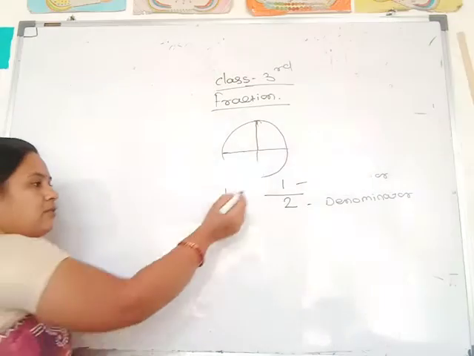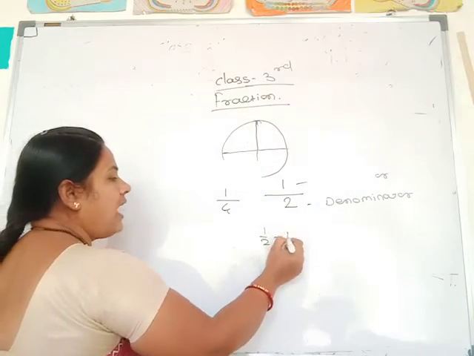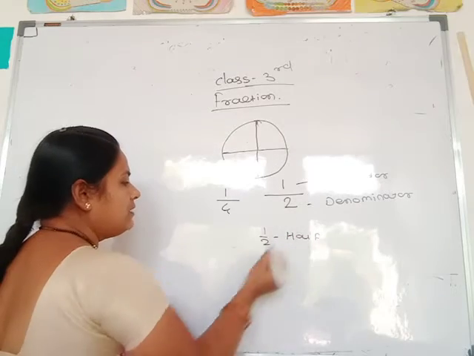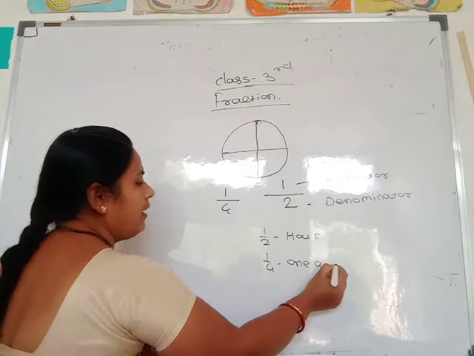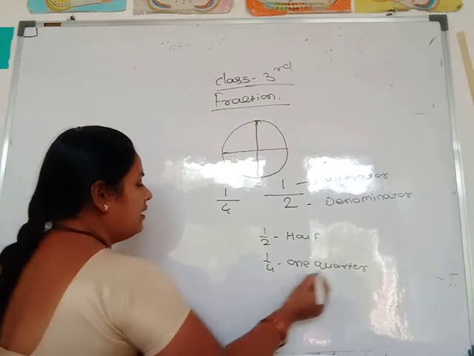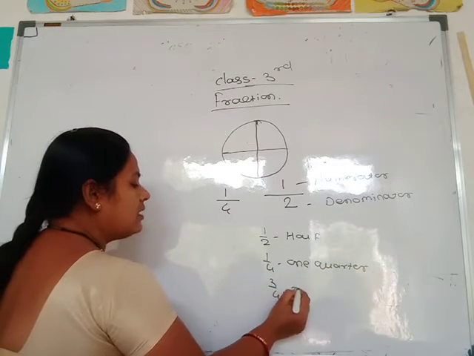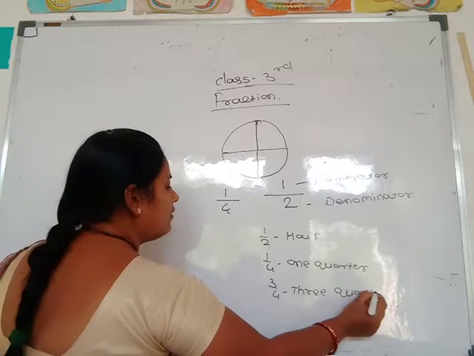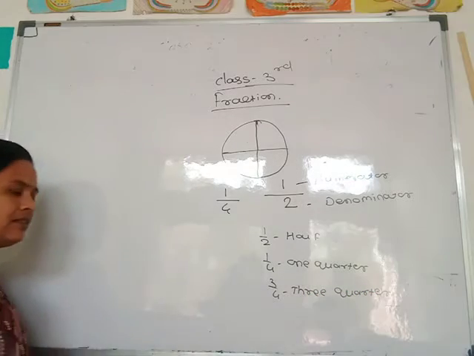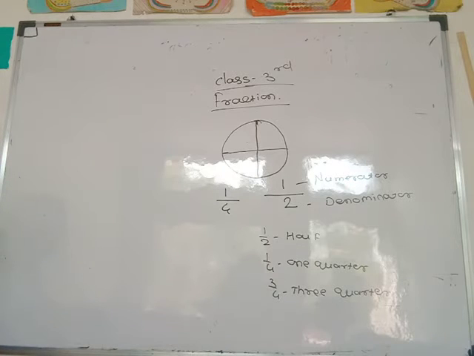And 1 by 2 means half. 1 by 4 means 1 quarter. And 3 by 4 means 3 quarters. Quarter means half again, half part of this half, means 1 by 2 half, quarter part.